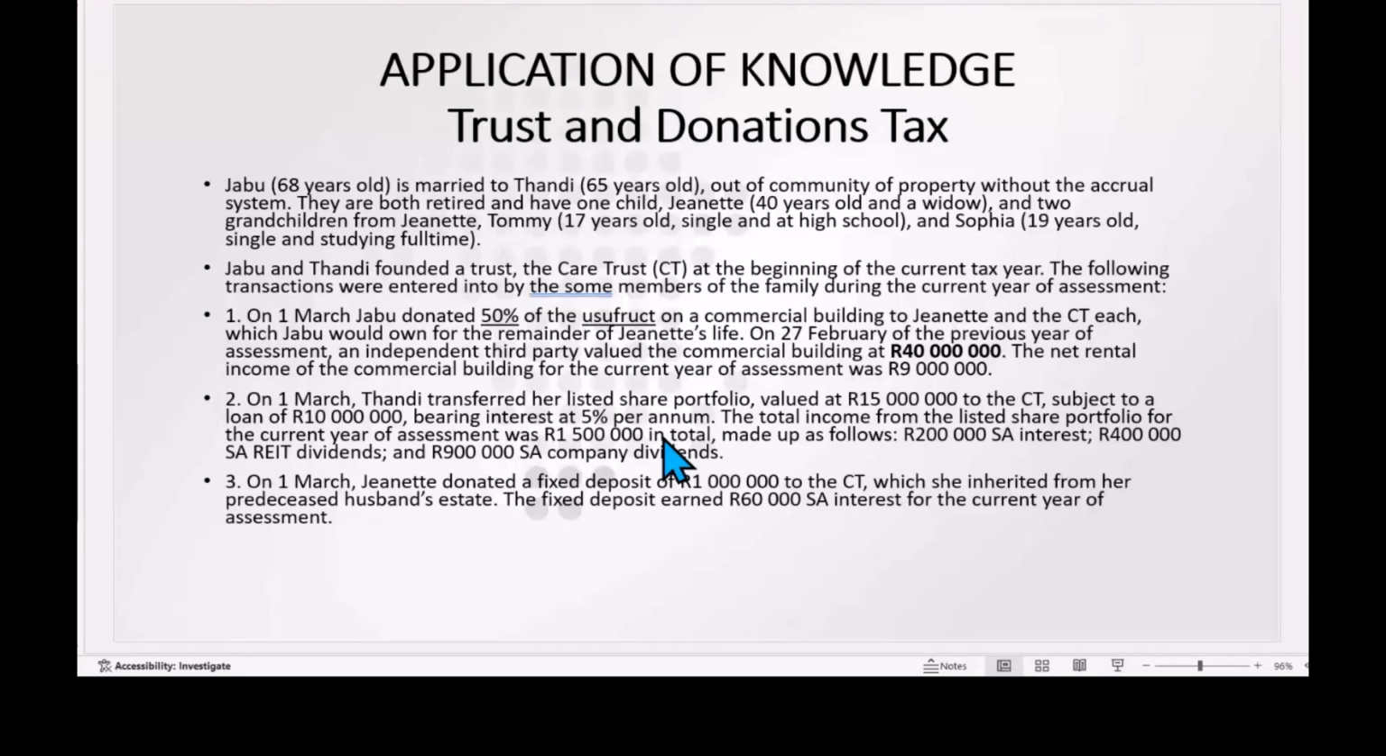Okay, so let's start with just the transfer that she's made. How much of it is actually a donation? Is the full 15 million rand a donation? I think the donation is the 15 million minus the 10 million. Yes. So it's the 5 million. Correct. So only 5 million was actually a donation. The rest was a loan. The 10 million was a loan. And then they tell us that the loan has an interest of 5% per annum.